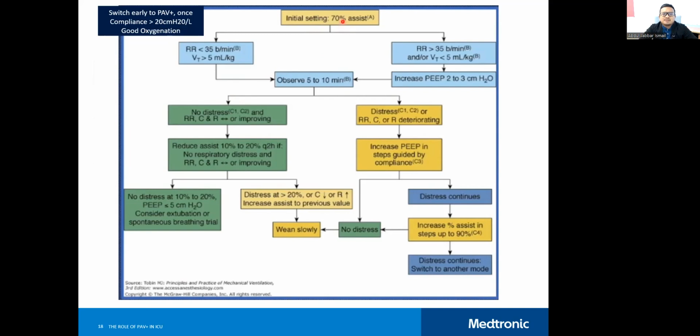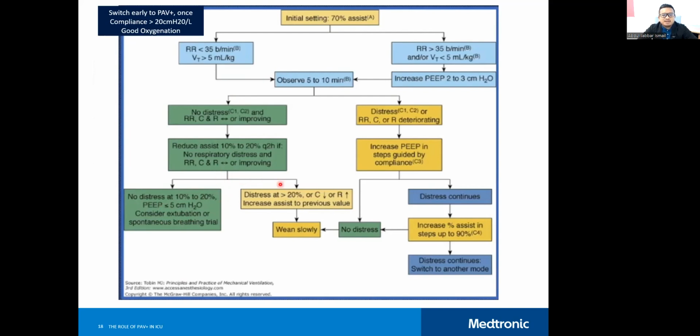So when you set the initial setting at 70%, you have to see the response clinically. If the respiratory rate is less than 35 and the volume more than 5 ml per kilo, you can observe for 5 to 10 minutes. And then if there is no distress and respiratory rate, compliance and resistance are the same or improving, you can further reduce the assist by 10 to 20% every 2 hours if there is no respiratory distress and respiratory rate, compliance or resistance are static or improving. And then when the patient is getting better and better, if there is no distress at percentage support of 20% and PEEP of 5 or less, we can consider extubation or a spontaneous breathing trial, either using T-piece or low PS as an SBT.